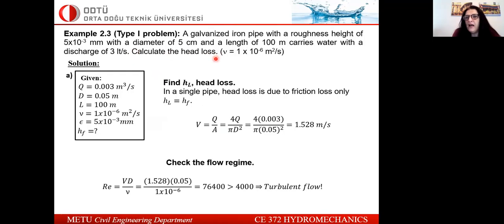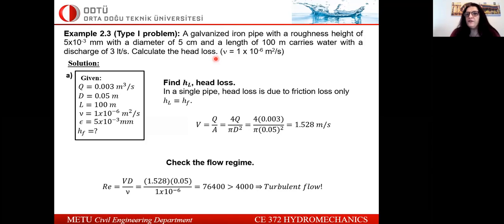Okay, now it asks to calculate the head loss. So how do we find the head loss? We know that it is composed of two terms, friction and minor losses. As this is a single pipeline without any fitting, there won't be any minor loss. We will discuss minor loss calculation in detail in coming courses. Now, this head loss is just due to the friction loss that we have.